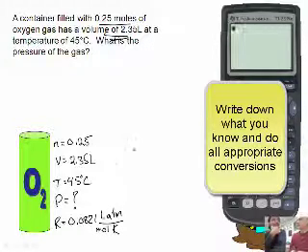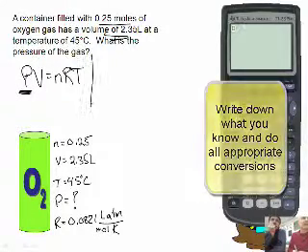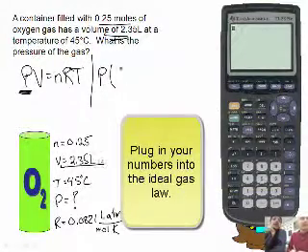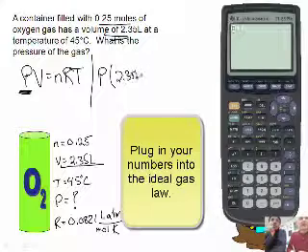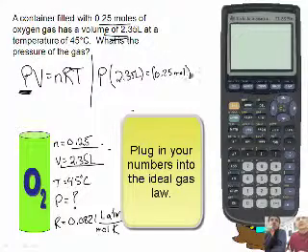Now, we're just going to use the ideal gas law, plug and chug, which is PV equals nRT. We're solving for P. You can rearrange it at first if you'd like, but I think it's easier to plug it straight in. So P, because that's what I don't know, times V, which is 2.35 liters, is equal to n, which is 0.25 moles.